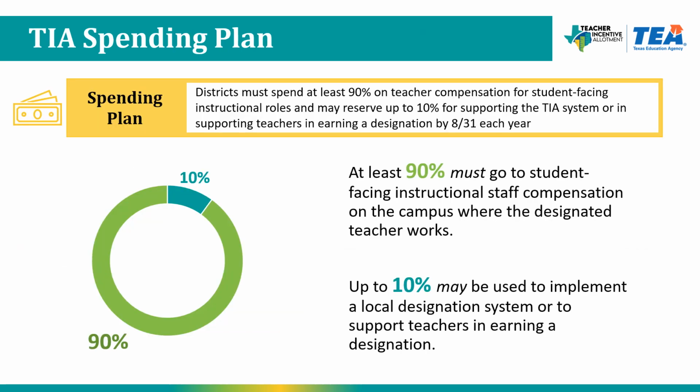Once the district is approved to issue designations, they will begin receiving annual allotment funds. For spending, at least 90% must go to student-facing instructional staff. The remaining 10% can go towards implementing the system or helping to support teachers in earning a designation. All TIA money must be spent by August 31st each year. We encourage you to join us for our spending webinars this year to get more in-depth training on spending requirements.